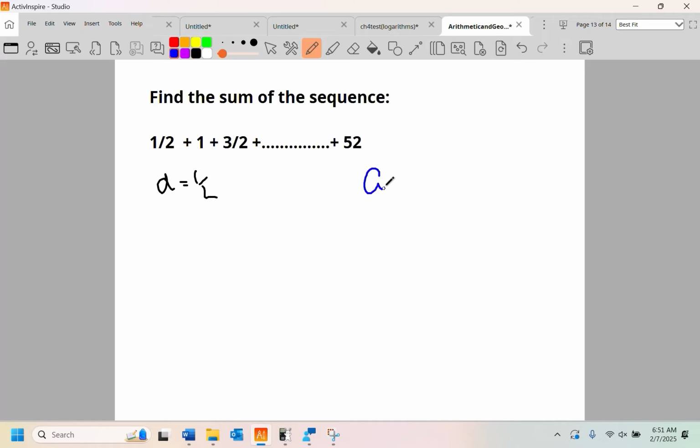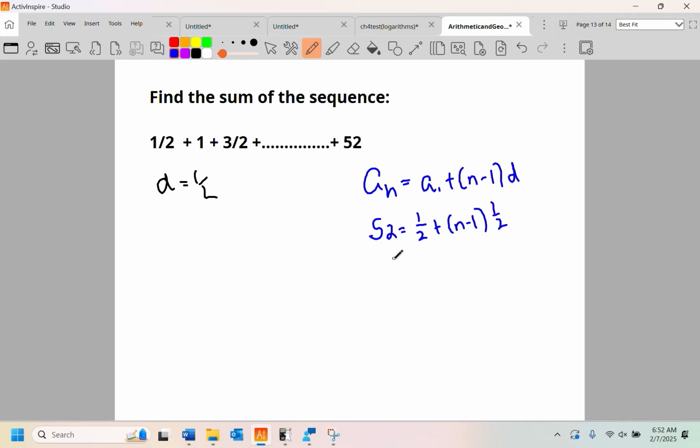Whether you like it or not, you have to do it using this formula, that the nth term is the first term plus parentheses n minus 1 times d. Now, there are some shortcuts to this. I don't teach them because kids just don't ever memorize them. So stick to the formula. That's what they're for. I know that the last term I have is 52. It must be the first term of a half plus n minus 1 times the difference of a half.